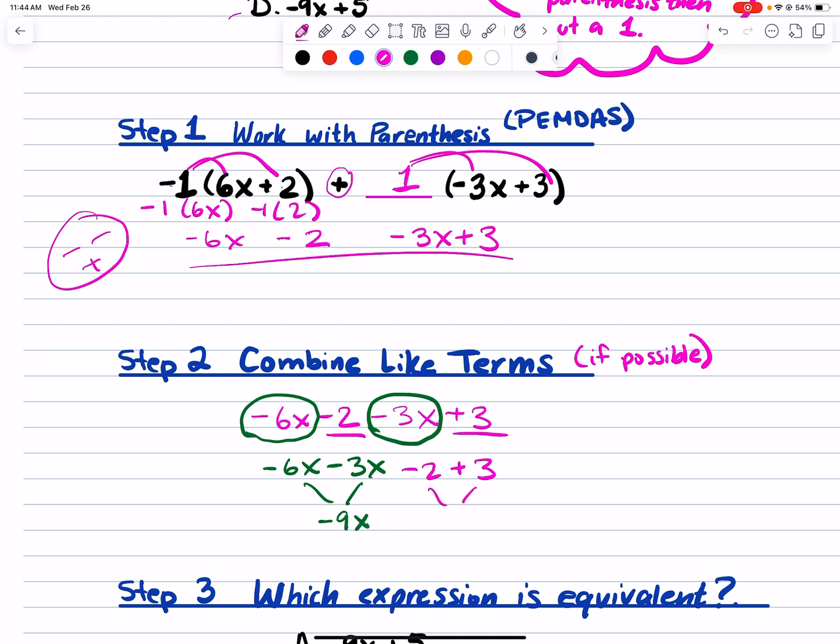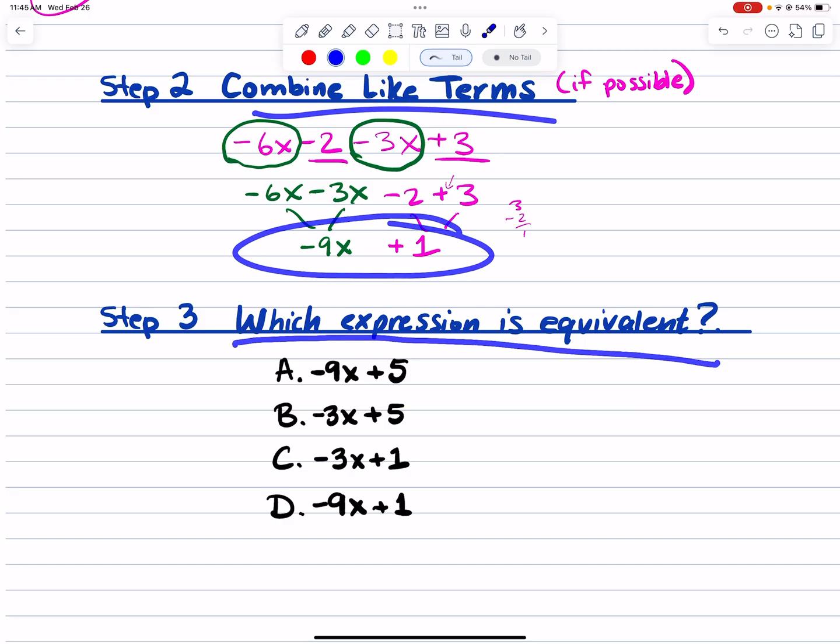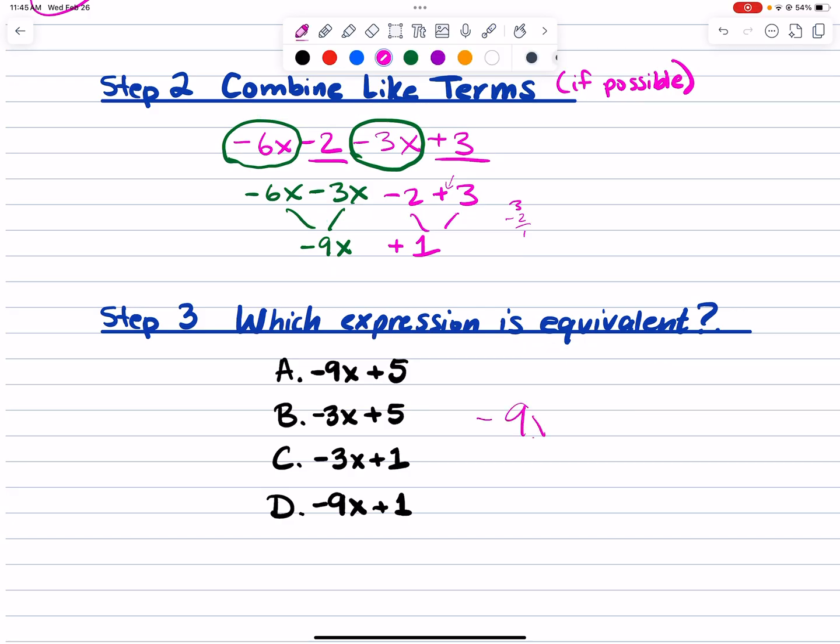And I see different signs. So I'm going to subtract. So 3 minus 2, oh, no. 3 minus 2 is 1. And then keep the sign of the bigger number, positive. There you go. These two signs are negative, so I'm adding, and then I keep the sign of the bigger number. Perfect. Now, I combined like terms. Which expression is equivalent now? Negative 9x plus 1. Negative 9x plus 1.